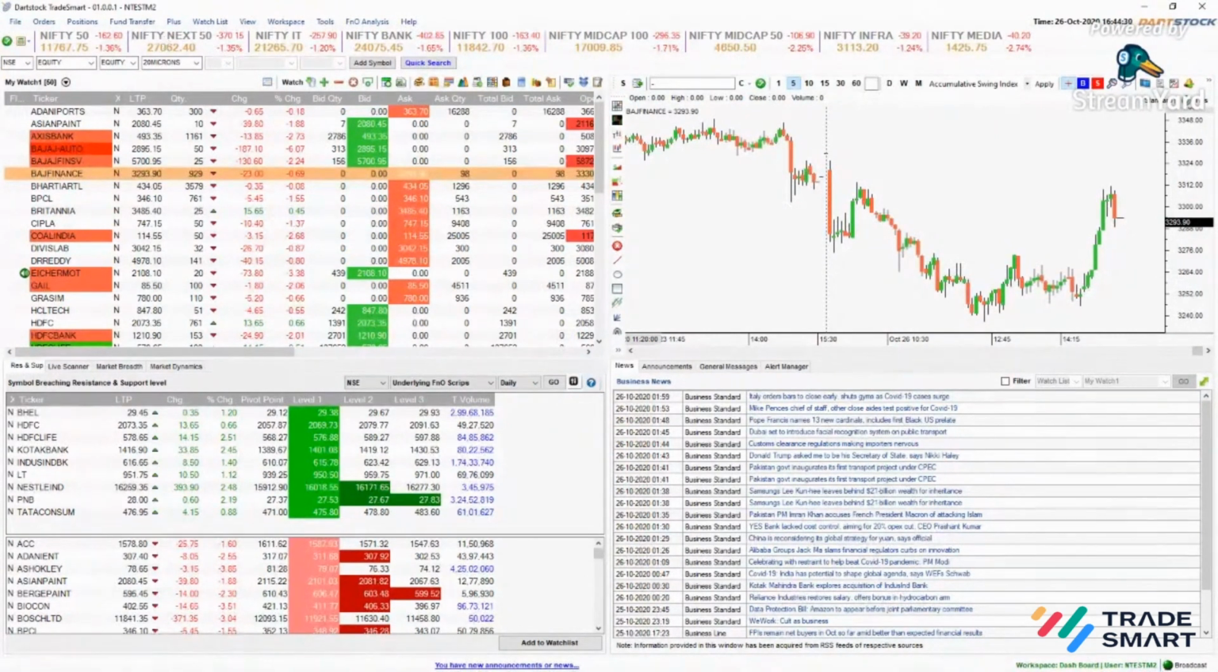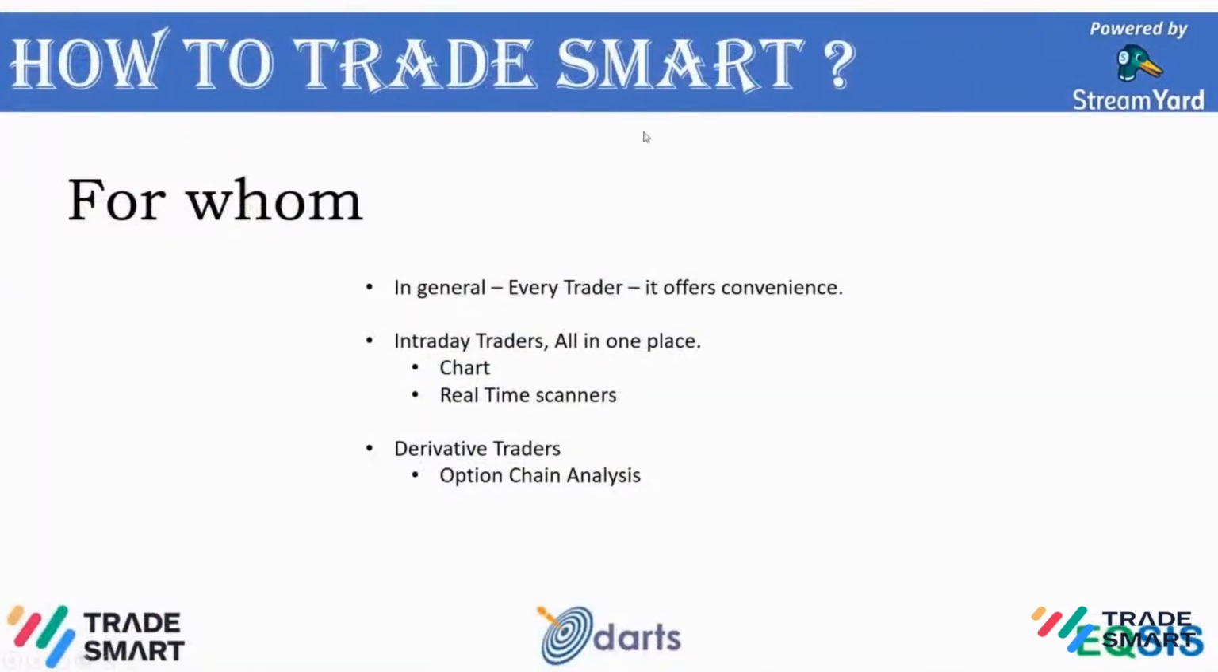As I told you, the very first thing is in what way it offers convenience. Then I go to the intraday trader, and finally I go to the derivative trader. I think this is the flow of content which I'm expecting to proceed.